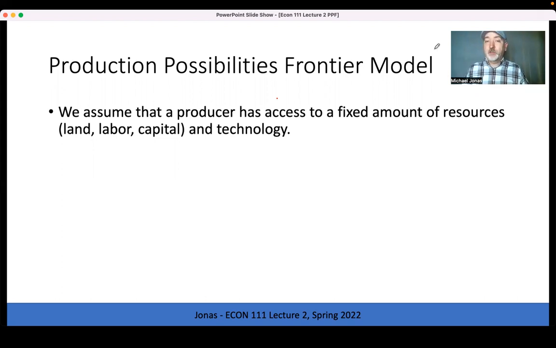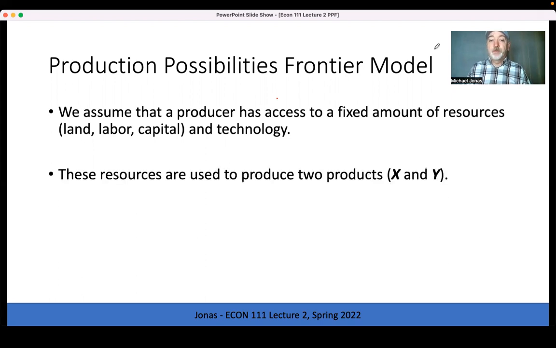It's combining our natural resources, our labor force, our factories, our tools, our machinery, using technology to produce all of the products that we consume. So the model will work either way, at the very, very micro level, an individual producer, an individual firm, or an industry or an economy as a whole.